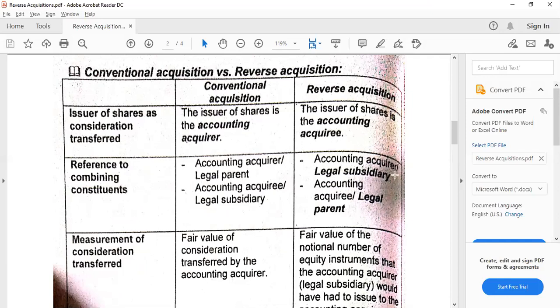So in this case, this is the private entity. It has the intention, but then it cannot do so to acquire a public company because its intention is for it to become a public entity. Then the accounting acquiree or subsidiary, accounting and legal aspect, no question as to the conventional acquisition. But in a reverse, we again think of the opposite. So accounting acquiree or legal parent is the public entity.